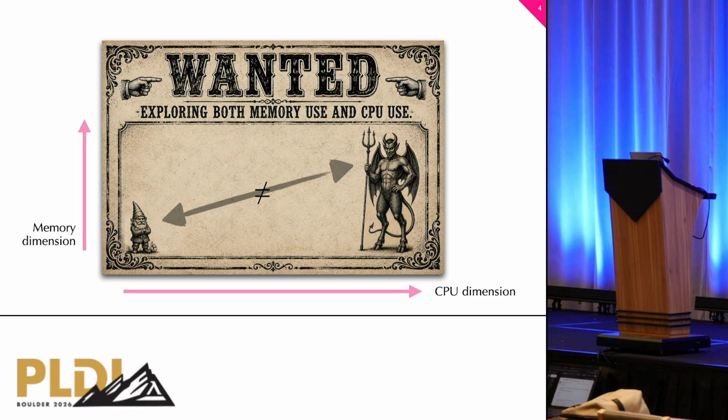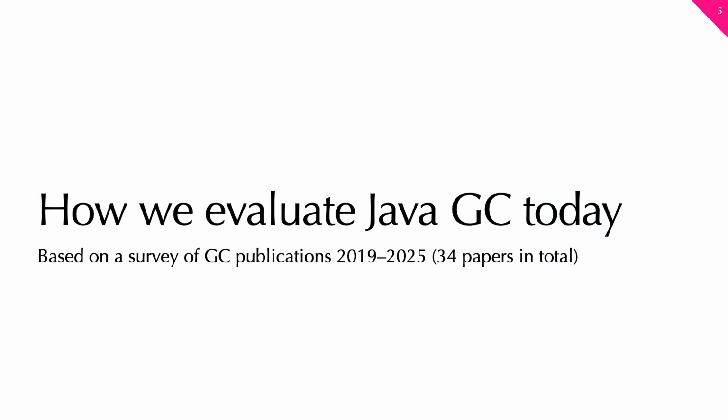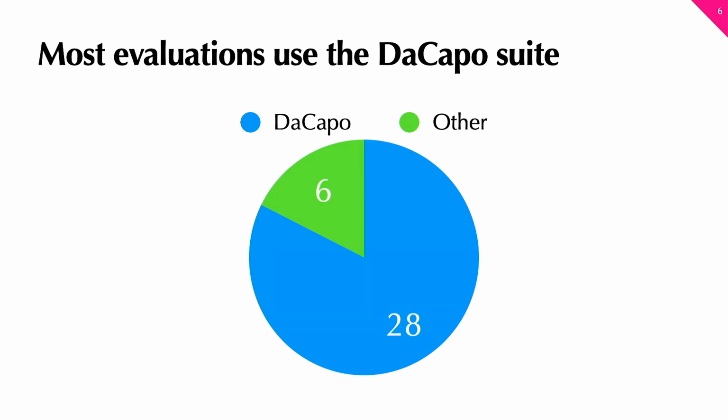Okay. Great. So I'm going to be focusing on Java GC because that's essentially the thing that I know. And so let's start by looking at how we evaluate Java GC today. And this is based on a survey of the last couple of years of GC papers in this space, 34 papers in total. So how do we evaluate Java GC today? Well, as should come as a surprise to no one, probably.